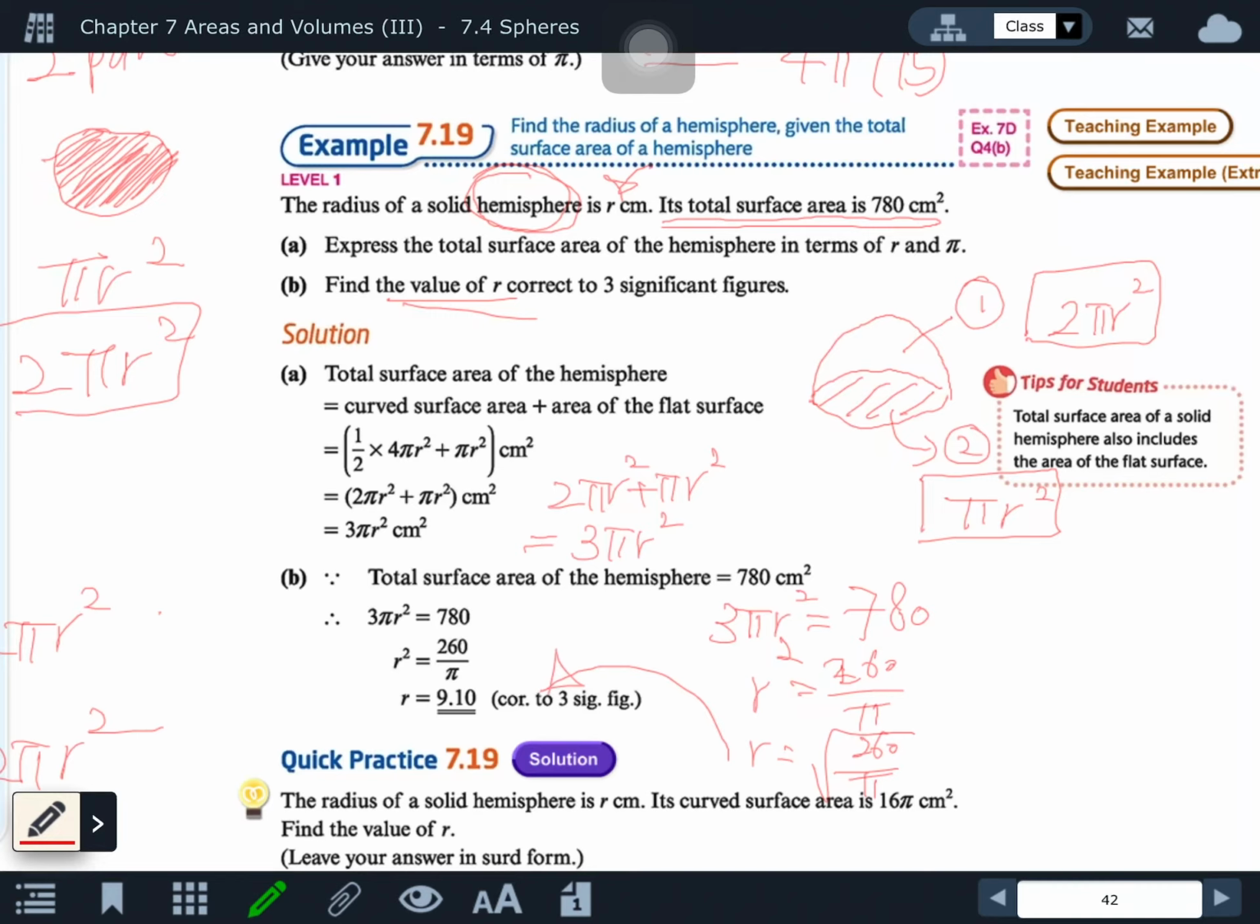Okay, so the first thing you need to know is we have to pay attention to whether this is a hemisphere or a sphere. If this is a hemisphere, you bear in mind that it consists of two parts, which are the curved surface and the base. Okay, so you can see for the quick practice, it's just about the curved surface area. So what should you do? You can think about that.